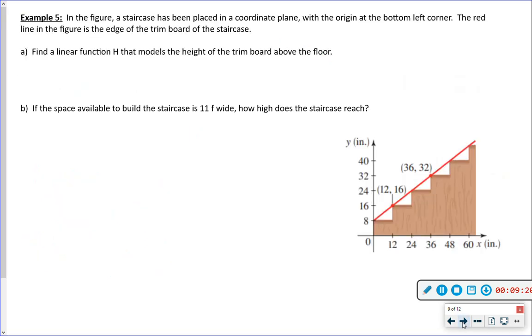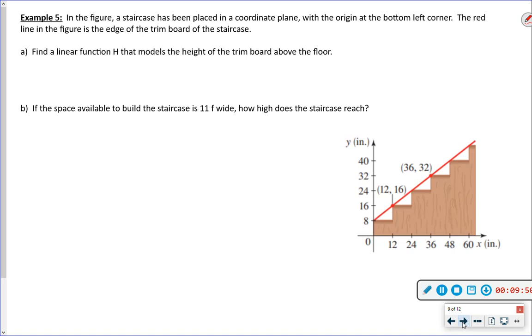All right, staircase. So staircase, of course, right away, I haven't even read it, but I'm thinking, ooh, staircase, slope. Probably going to use the word slope more so than maybe rate of change, but we know they're the same. Okay, in the figure, a staircase has been placed in a coordinate plane with the origin at the bottom left corner. You're like Vanna White, there it is. The red line, mine's red, yours is not, in the figure is the edge of the trim of the board of the staircase. A, find a linear function that models the height of the trim board above the floor.